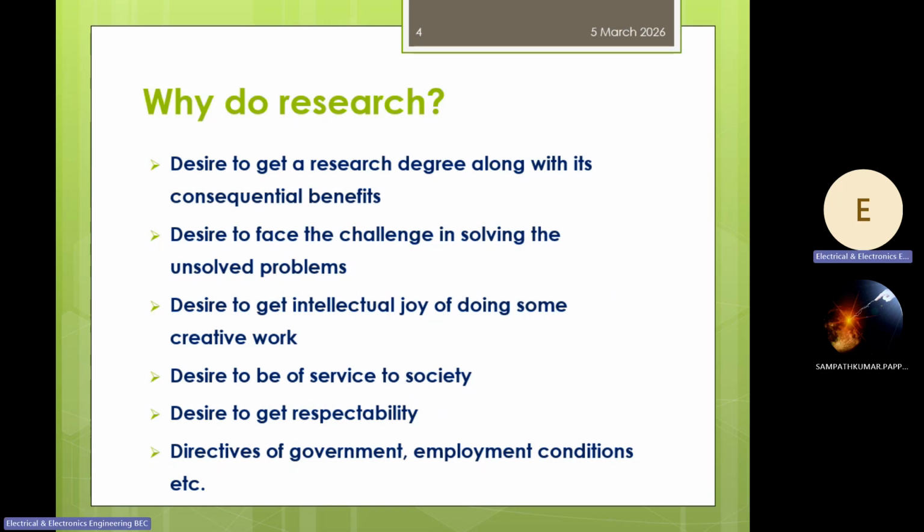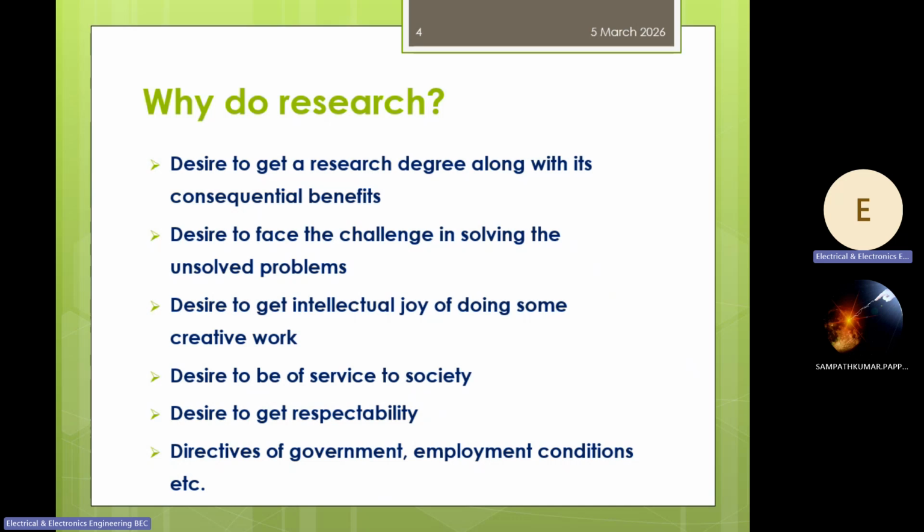Why should we do research? To identify a new problem, to help the society, to obtain some patents, and to gain good knowledge about the topics that are present in the generations now. That's what is given in terms of points.